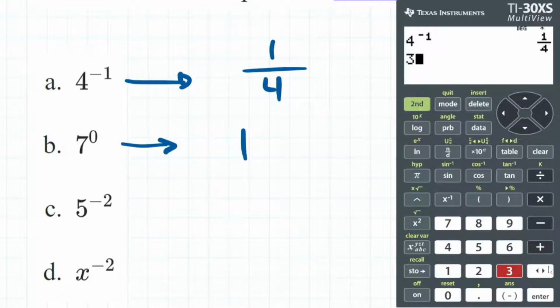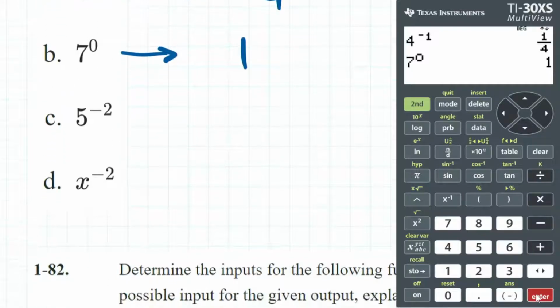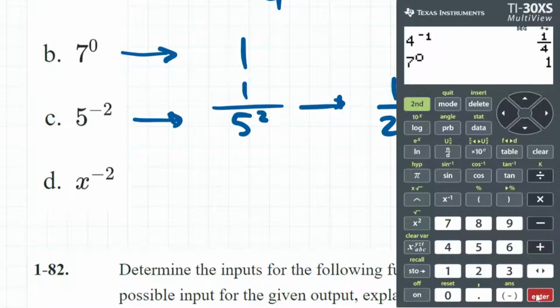Anything to the 0 power, except for one notable exception, is going to equal 1. So yes, even if you take the number 7 and you raise that to the 0 power, you're going to get the number 1. What about 5 to the -2nd? Well, that's going to be 1 over 5 to the +2nd, which is 1 over 25.